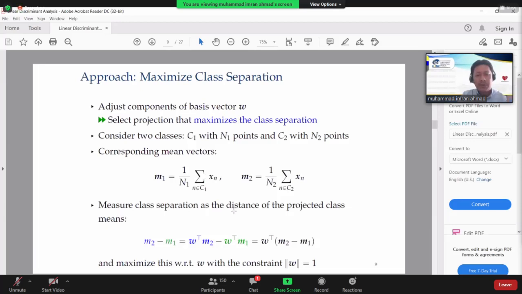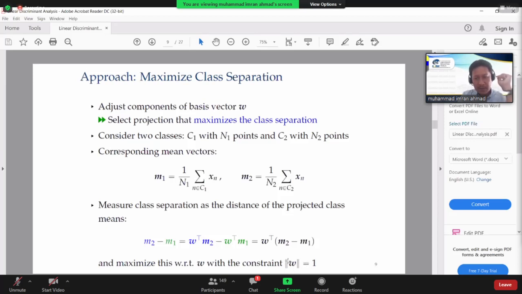Then we measure class separation as the distance between the projected class means. We want to get the distance between M1 and M2, so we write M2 minus M1. The projected M2 is the projection onto the basis vector, minus the projection of M1. Because our target is to project and also measure the maximum distance between the means of class 1 and class 2, we have W transpose (M2 minus M1), and the magnitude of W should be 1.